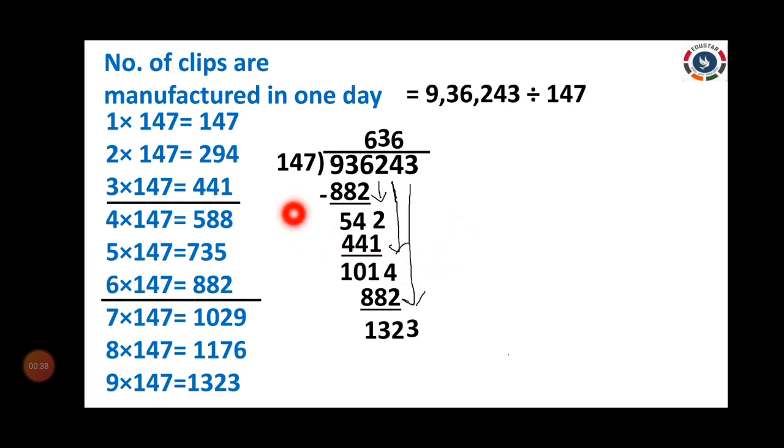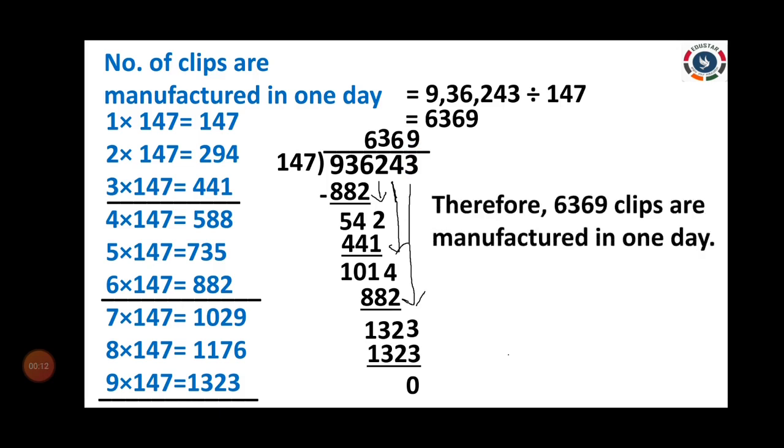Now is 1323 there at last? Yes, 9 times, that we want to write at the top. And write 1323, then you subtract the two values, you get 0 remainder. So how many clips do they manufacture in one day? 6369 clips are manufactured in one day.